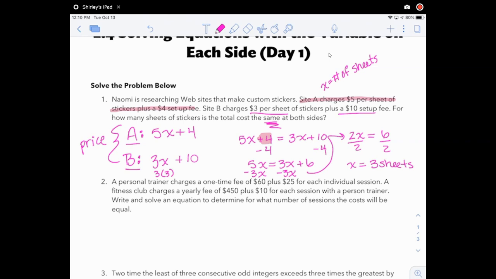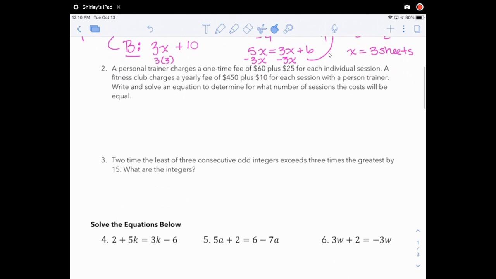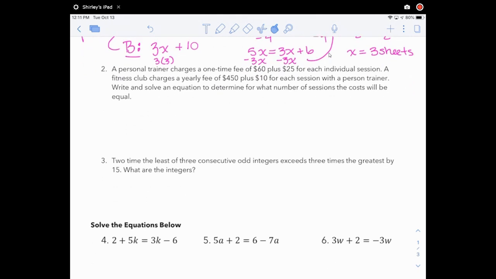So some of you solved this using guess and check, and I saw the tables, which is okay because you only had to check maybe number 1, number 2, number 3. But what if it was like 25 sheets that made them equal? You would be sitting there forever trying to guess and check. So that's why we're using this algebra to go through and solve it. So plain numbers to one side, variable terms to the other, and then we're gonna start solving them down. Take a look at the next one. A personal trainer charges a one-time fee of $60 plus $25 for each individual session.